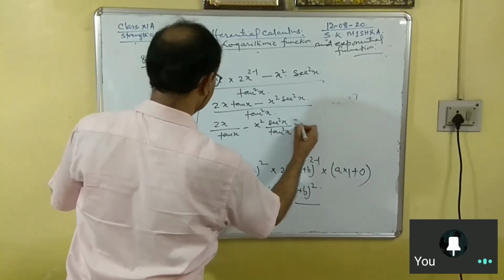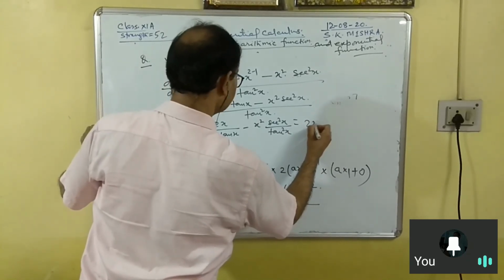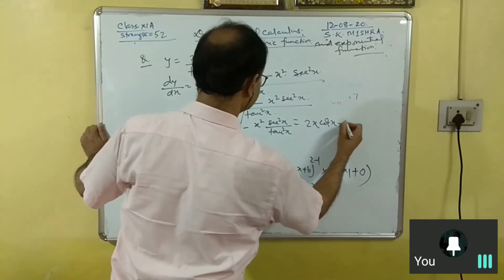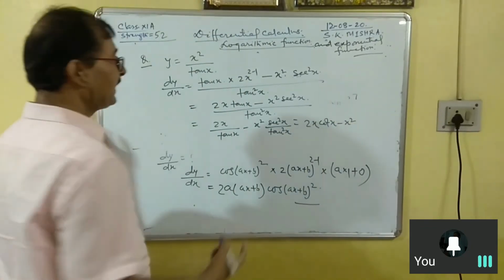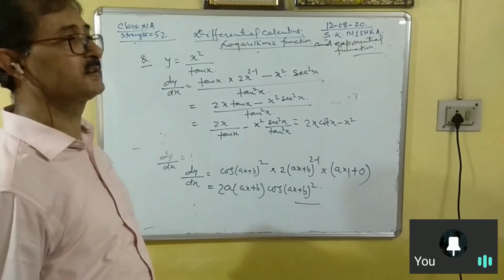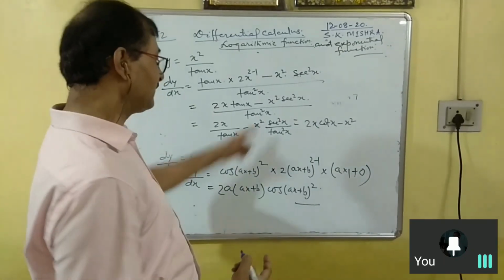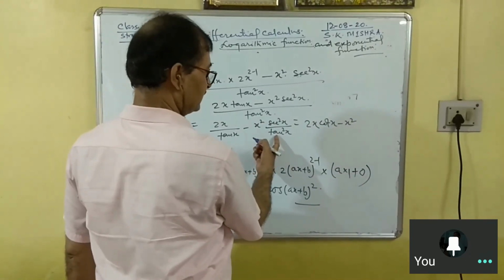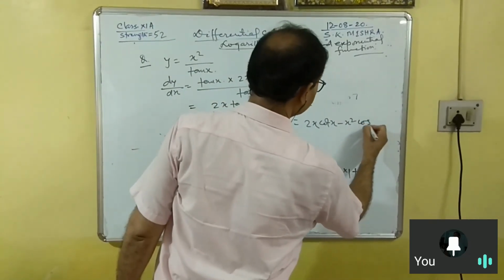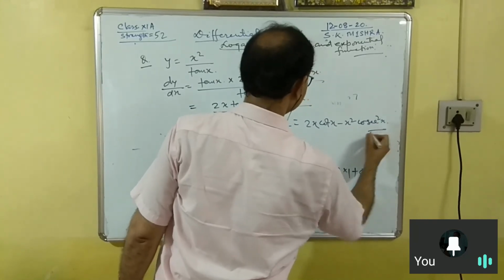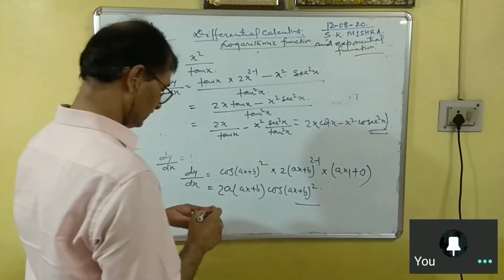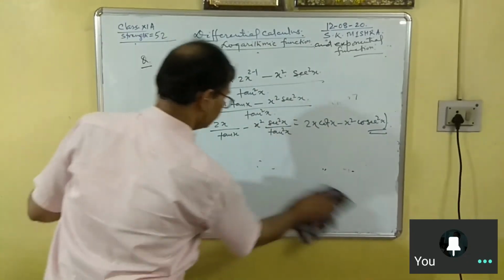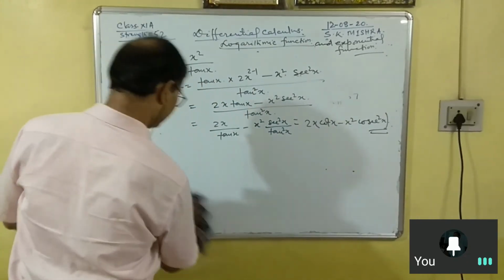So this is 2x, 1 by tan x is cot x, so 2x cot x minus x². And what is sec² x by tan² x? That is 1 by sin² x. So 1 by sin² x is cosec² x. So this will be your final answer. Now, we are not taking much time since the limit has already been crossed.